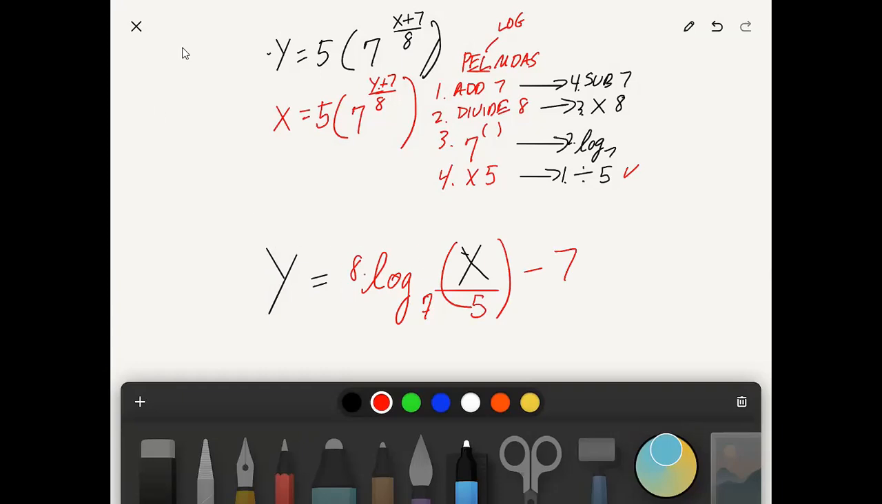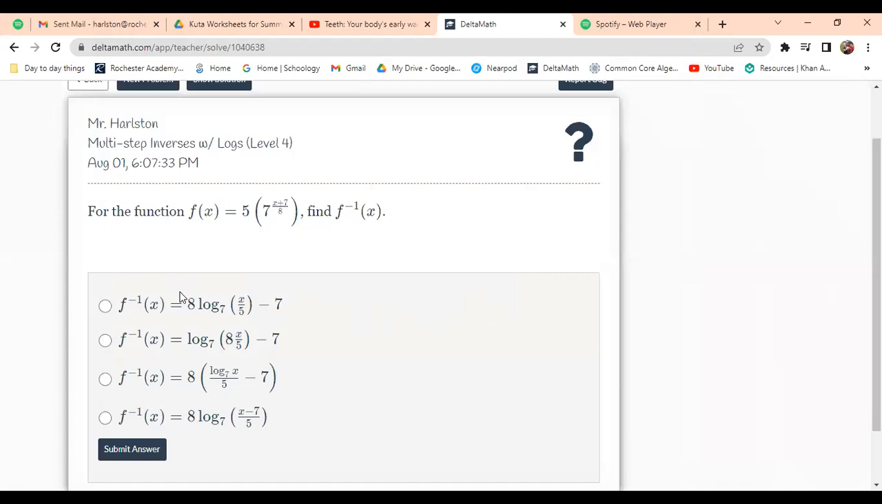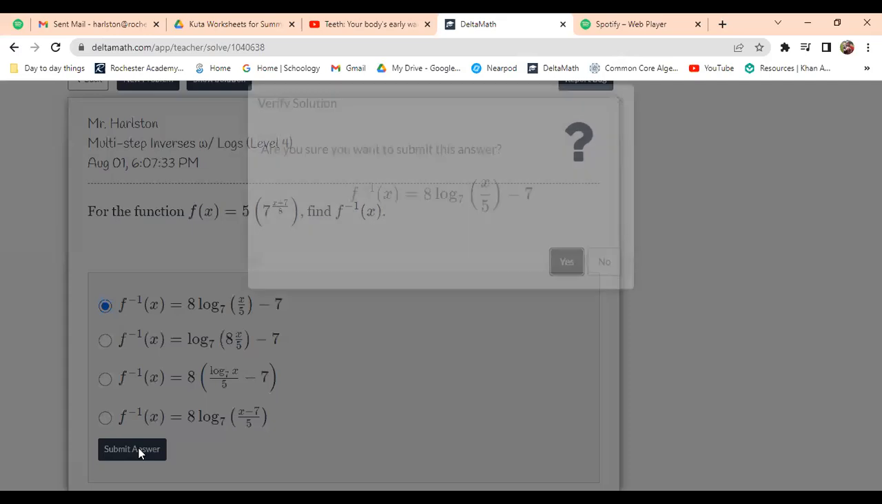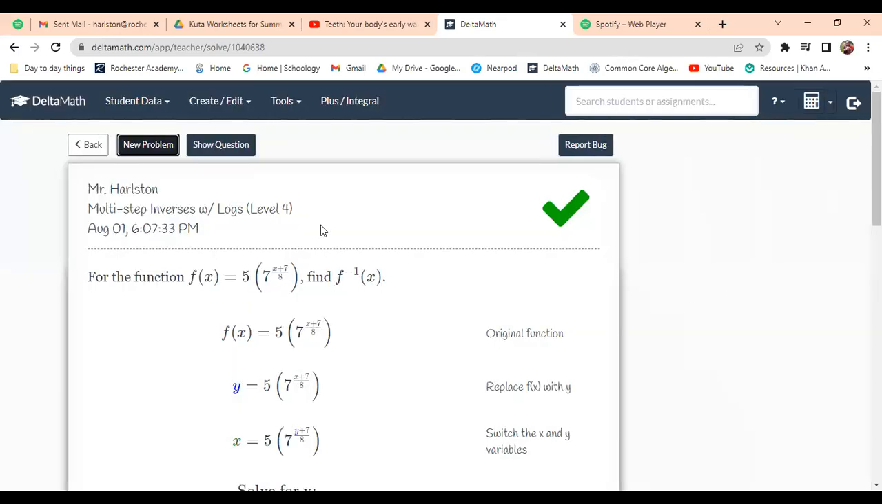So let's go and see what DeltaMath has. I got 8 times the log, x over 5 minus 7. A lot of these are the first choice. I don't know if that's coincidence or they're just kind of saving us from having to go through the whole thing, but I got that. Let's see, is that right? Absolutely.